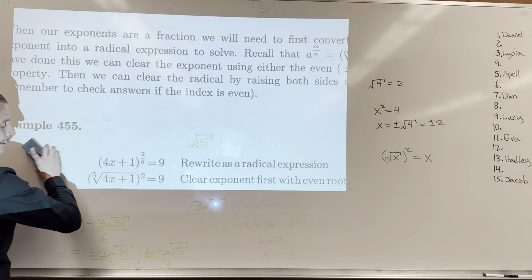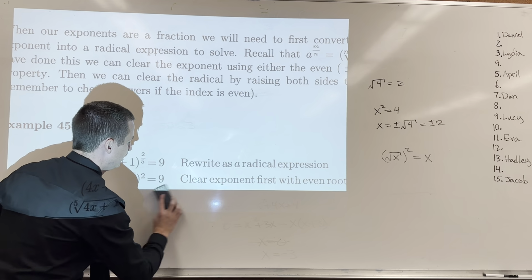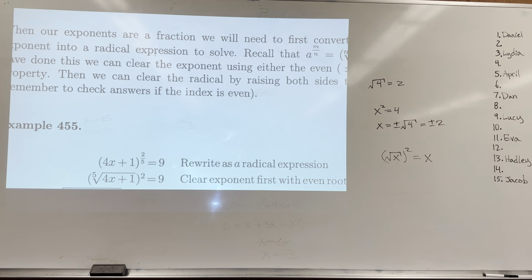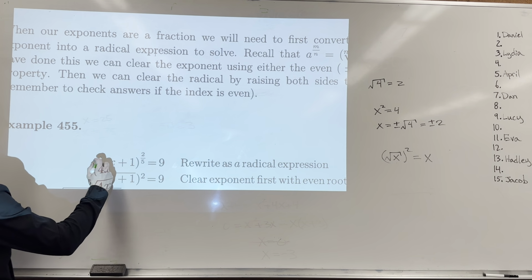We've got a mix here. So I've got 4x plus 1 to the 2 fifths. How am I going to cancel out the 2 fifths? I'm going to raise it to the 5 halves power on both sides. So you can cancel them out. Well, yeah, so you can cancel them out. You got the right idea there.